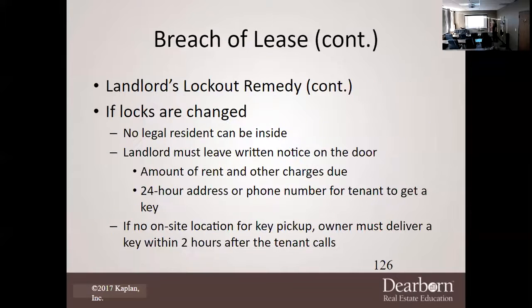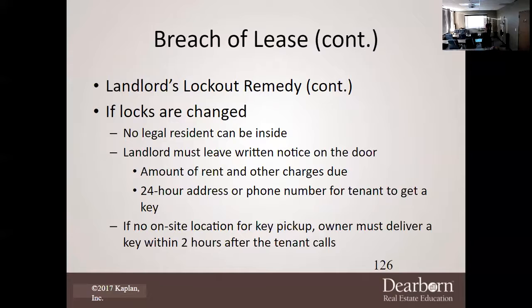And if the locks are changed, no legal resident can be inside, okay? And the landlord must leave written notice on the door of the amount and other charges due, and a 24-hour address or phone number for the tenant to get a key. If no on-site location for key pickup, then the owner must deliver a key within 2 hours after the tenant calls.